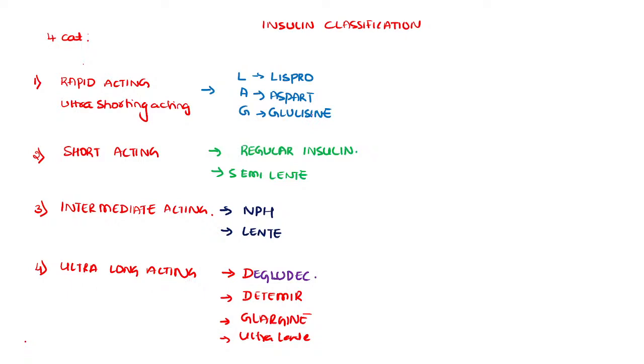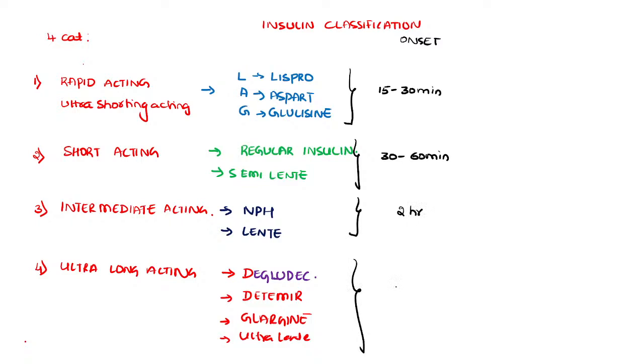So next let us see their onset of action. Here the onset of action of rapid acting will take place somewhere around 15 to 30 minutes, whereas short acting takes around 30 to 60 minutes, whereas the intermediate acting will take around 2 hours, whereas the long acting preparations will take around 4 to 6 hours to produce their action initially.